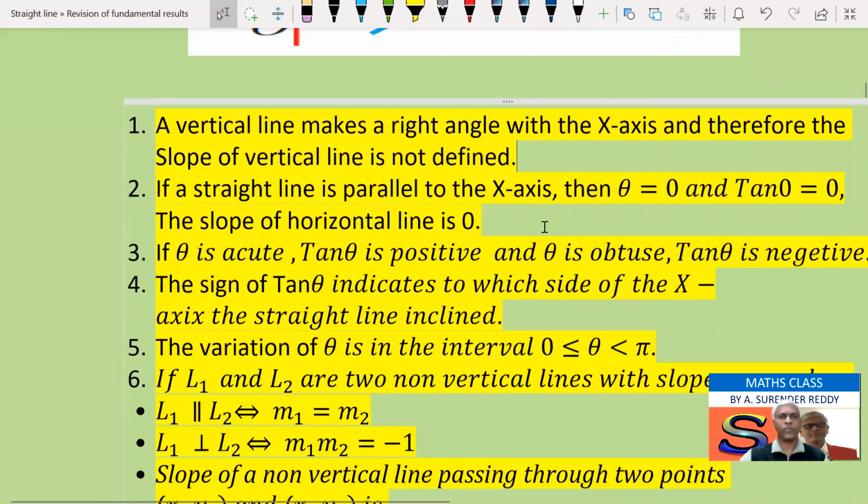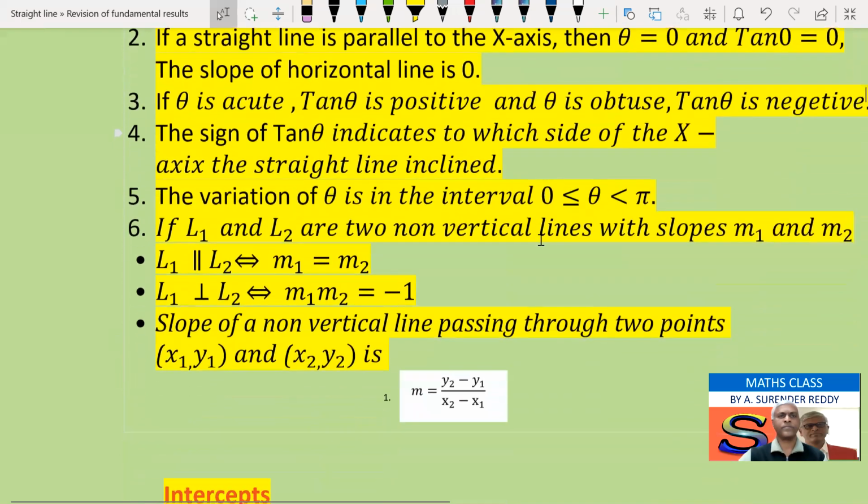So any vertical line's slope is not defined, that is infinite, indeterminate. If a straight line is parallel to the x-axis, then tan theta is equal to zero. Slope tan 0 is 0, the slope of a horizontal line is 0. If a parallel line makes 0 degrees, the angle is 0, so tan 0 value is 0. The slope of a horizontal line is 0. The slope of a vertical line is not defined.